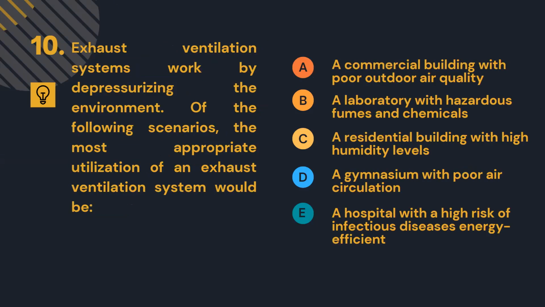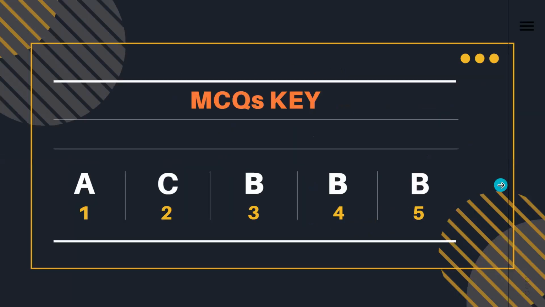Exhaust ventilation systems work by depressurizing the environment. Of the following scenarios, the most appropriate utilization of an exhaust ventilation system would be: A, a commercial building with poor outdoor air quality; B, a laboratory with hazardous fumes and chemicals; C, a residential building with high humidity levels; D, a gymnasium with poor air circulation; and E, a hospital with high risk of infectious diseases. The answer is B, a laboratory with hazardous fumes and chemicals. So this is the key of the MCQs.